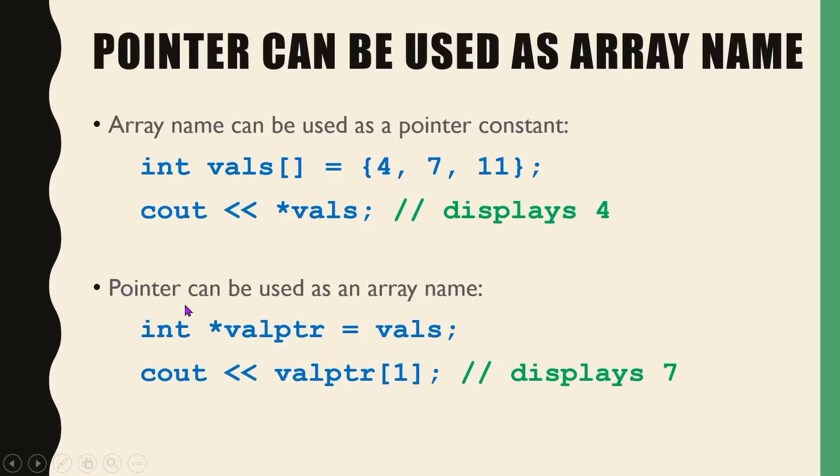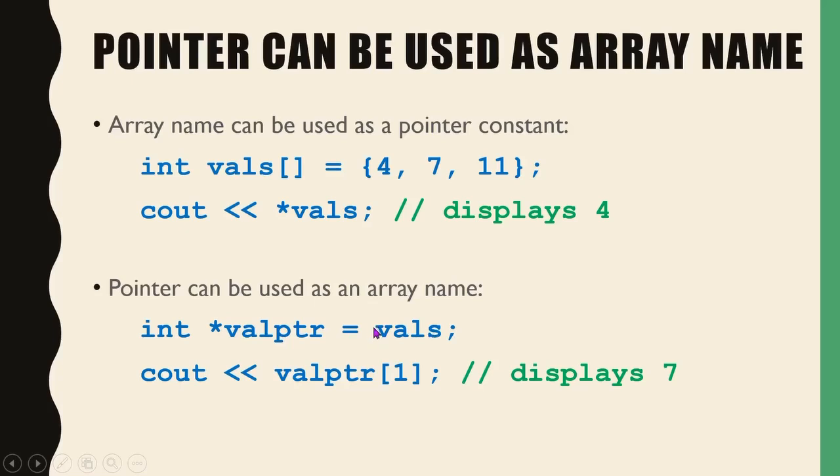Also, you could create a pointer and make that pointer point to the array, and then you could use that pointer as an array name. So here's an example of that, pretending again that we have this array called vowels, and then I create a pointer which is allowed to point to an integer, and I set val pointer equal to vowels. Now notice I do not have to use the address operator here. That is because vowels already contains a memory address.